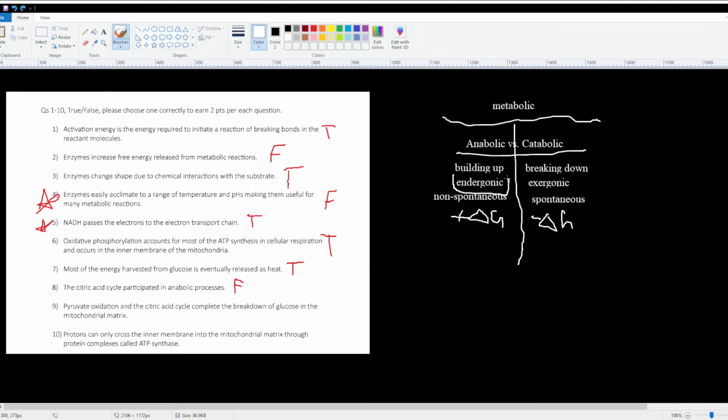So endergonic means that energy was brought into the system. A chemical reaction required energy for it to proceed. Well, that's the case for both endergonic and exergonic. What I'm trying to say is that energy was put in to make a product.